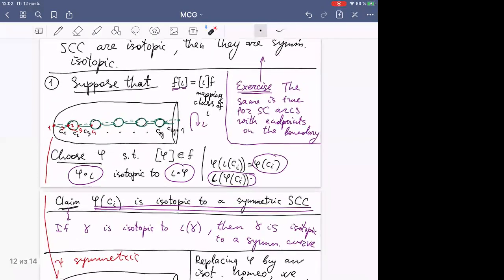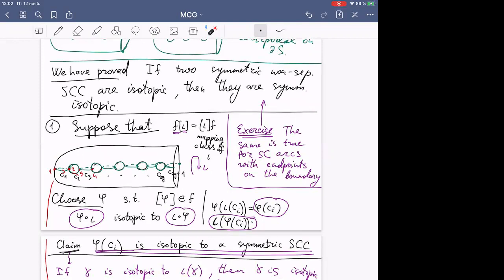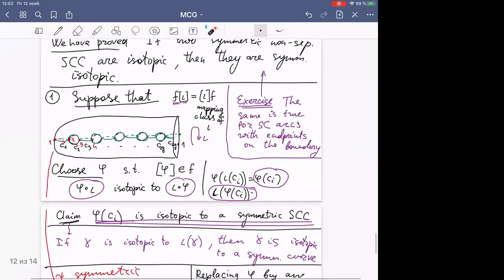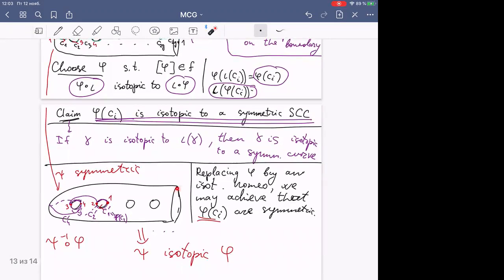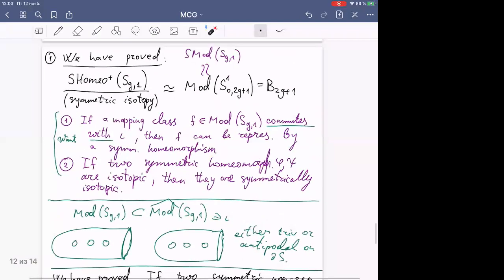So look, we started with a homeomorphism phi, which is symmetric only on the level of mapping classes. Then we studied how these homeomorphisms act on that chain of curves and arcs. And we constructed a new homeomorphism, which is symmetric by the very definition and which is isotopic to phi. So we obtain the proof of this first assertion: any mapping class which commutes with this involution on the level of mapping classes can actually be represented by a symmetric homeomorphism.